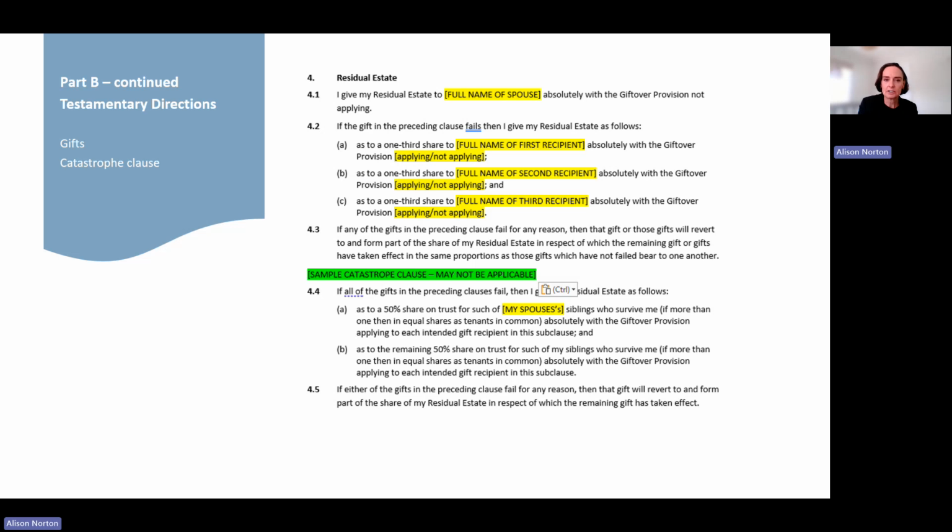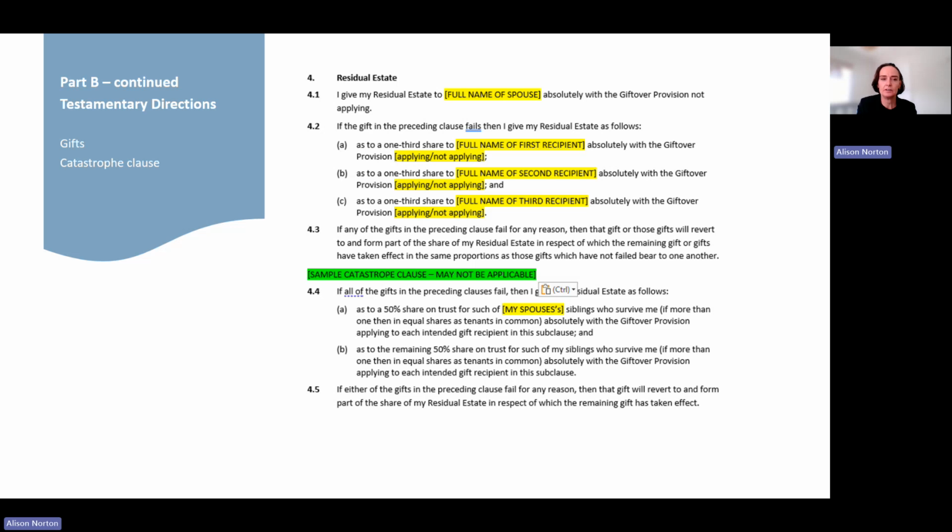So we'll take your instructions on this, and your will will be drafted to reflect your instructions. So just check that what we have done is what you want. Then this clause here is to just say that if any of these 3 gifts fail, because, say, one of your children has passed away and they didn't have their own children, then that gift gets added back into the remaining gifts. And then not always, but usually we will also include what we call a catastrophe clause.